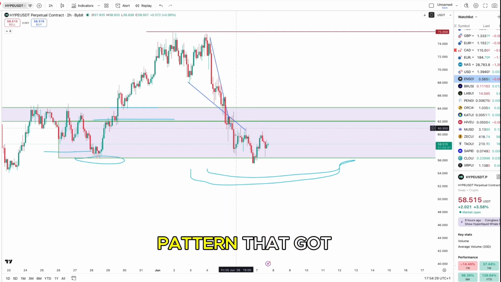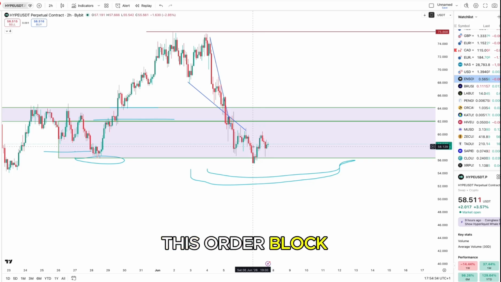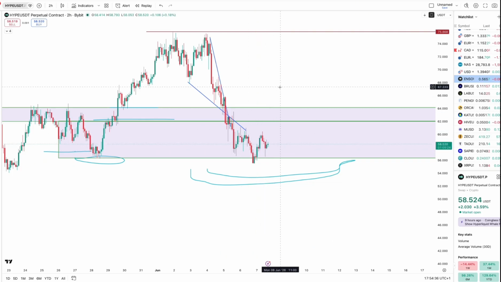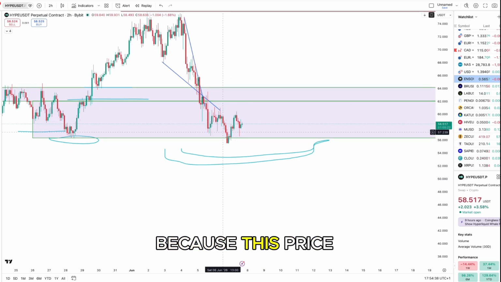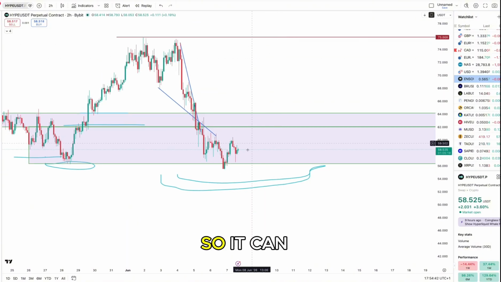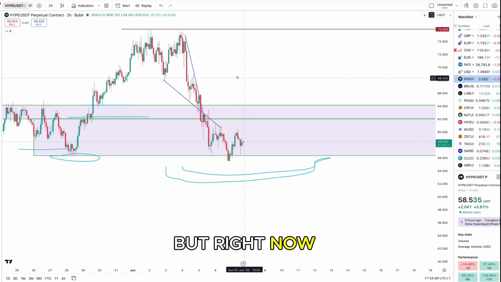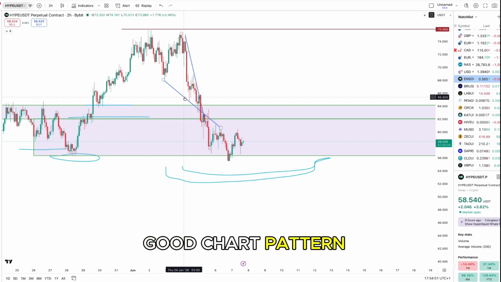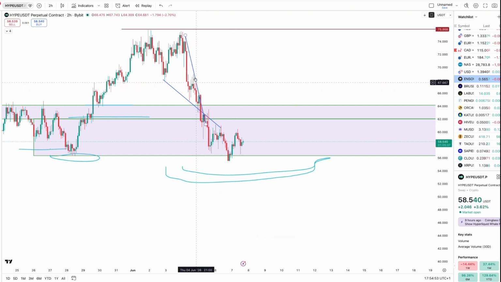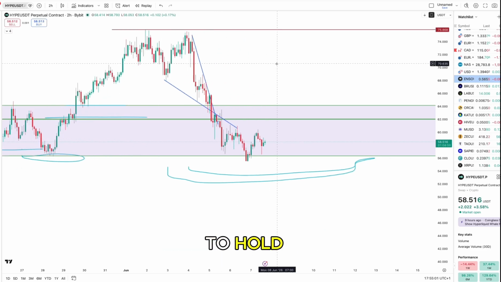So there is no good chart pattern that got to this zone. So that means this order block is not going to hold. You should be looking out lower because this price can pull back, but it won't get to this area. So it can pull back and continue making a move until it gets to its area of interest. But right now, because there is no good chart pattern that got to this zone, it means that this price here is likely not going to hold.